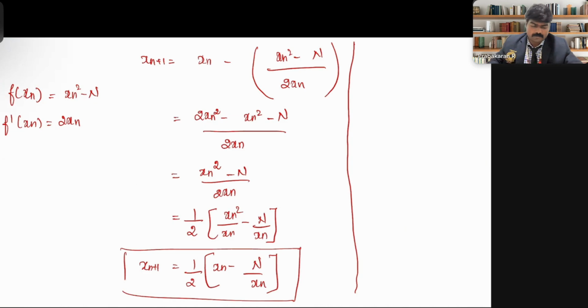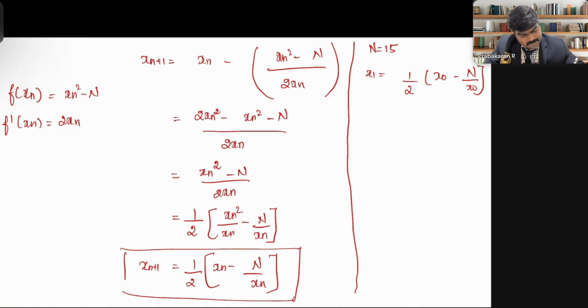So our ultimate aim is to find, so this is the generalized formula for the square root of any integer, as I said. Maybe the square root of 11, square root of 12, even square root of 4, square root of 9, whatever it may be. But in this problem they asked us to calculate the square root of 15, so the n value is 15, and we can start the iteration. From this, x1 equals 1 by 2 times x naught minus n by x naught, for the first iteration. We know that n is simply 15, so we can replace the 15 here, but we have to go with an initial value x naught.